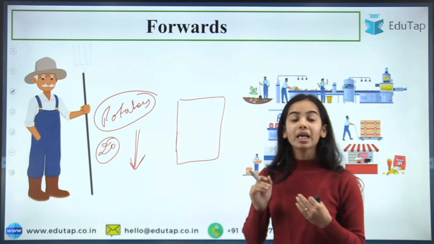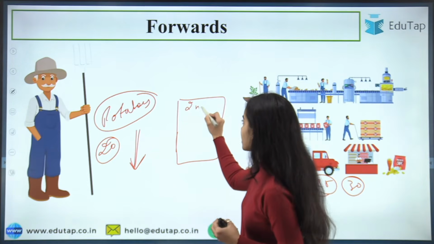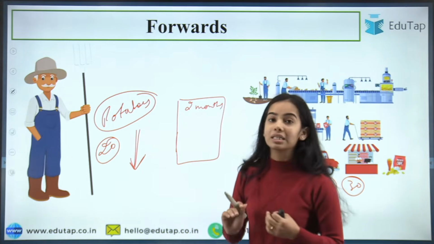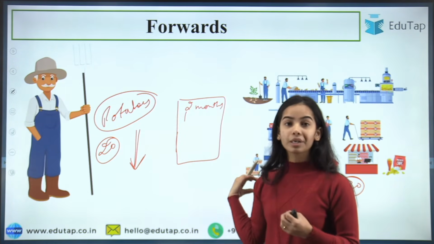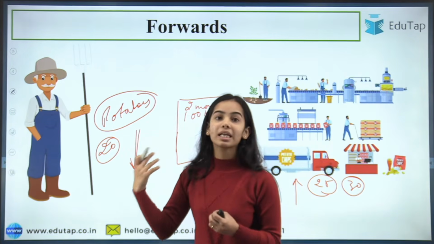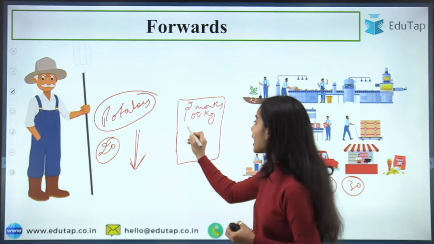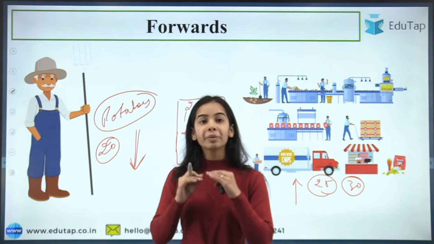The farmer is saying that after 2 months, and the company is saying okay, after 2 months, sell me 100 kgs. This is the buyer, the company, saying sell me 100 kgs. And the seller is saying okay, I will sell 100 kgs of potato at 20 rupees per kg. So they have limited their risk.